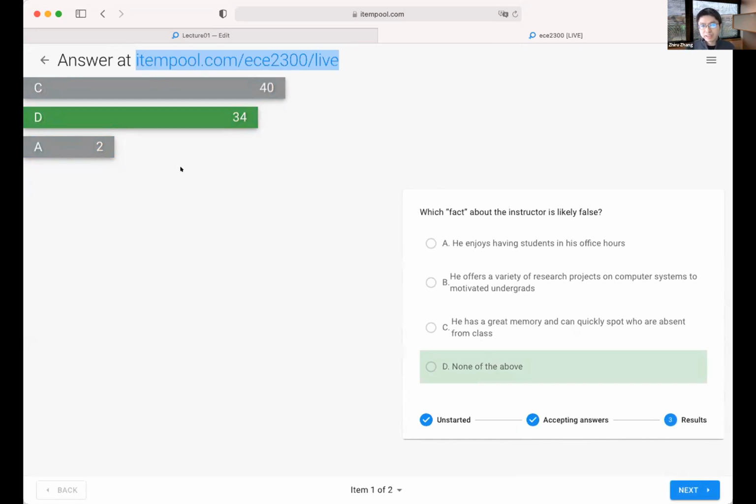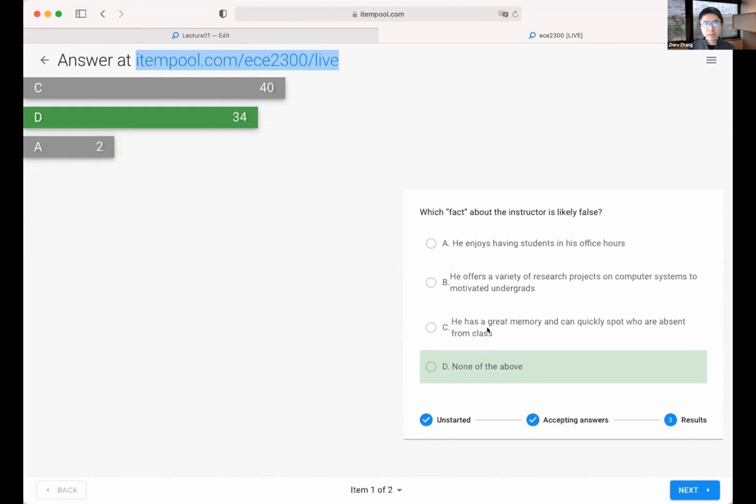Two of you believe that I do not like students in my office hour. And most of you are saying that I don't really have a very good memory, that I cannot easily spot who is absent from class. And I am really glad to see that in the majority of cases, you have strong faith in my memory. And the answer, of course, all of these statements are very subjective, so at least to me, the correct answer is none of the above. Thanks for participating.